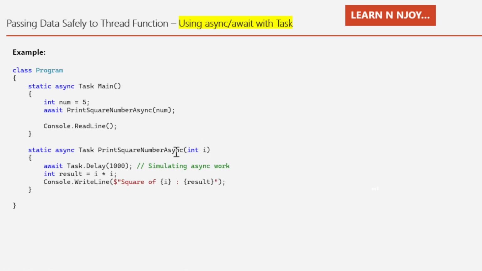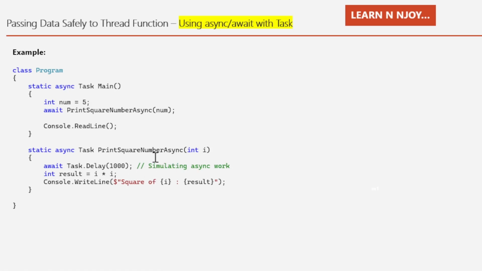What I am doing in this PrintSquareNumberAsync method, I am just making this task delay for 1000 milliseconds. That's what basically I am simulating async work over here. That's why I have written await Task.Delay(1000). Then I am calculating the square number by multiplying i with i. Whatever value we are receiving, we are storing into the result variable of int data type. Then I am printing it into the console window. That's what this PrintSquareNumberAsync method is doing over here.